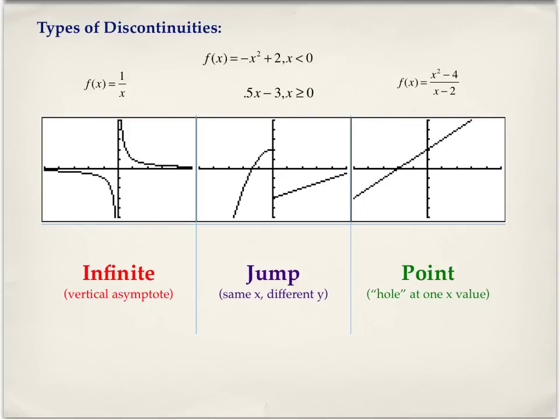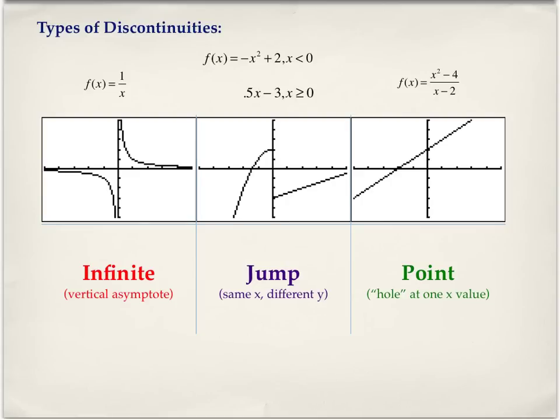First one is called an infinite discontinuity. Anytime there's an infinite discontinuity, you'll see some of these vertical asymptotes. We represent those with dashed lines when we draw them on paper. On your graphing calculator you won't see them, but you'll know you have vertical asymptotes when the graph shoots way up or way down around a certain value.